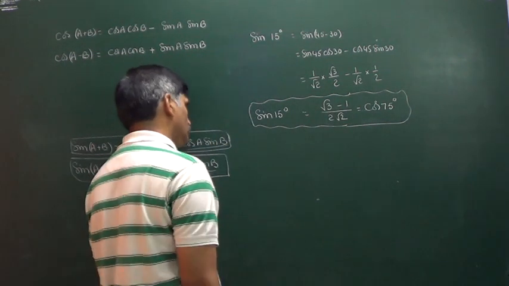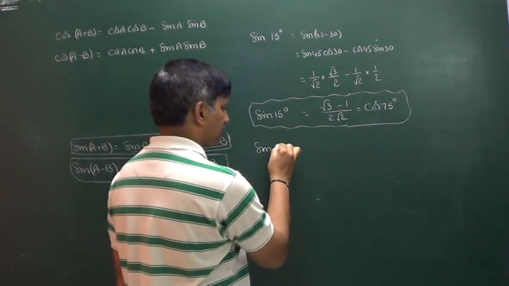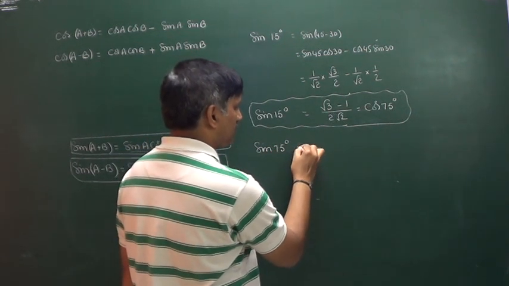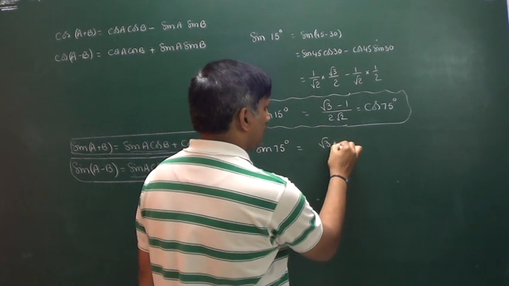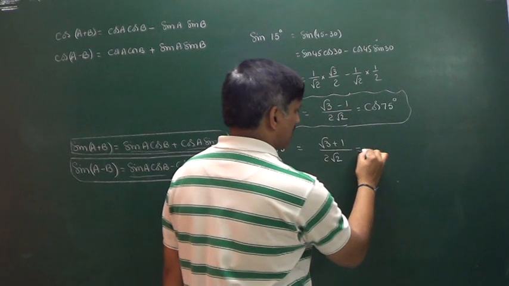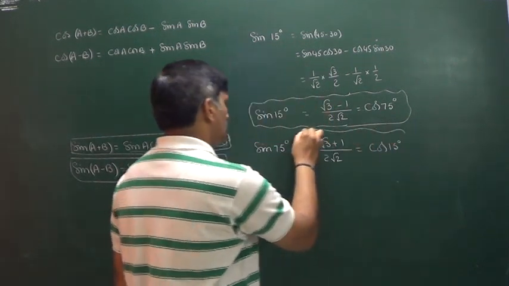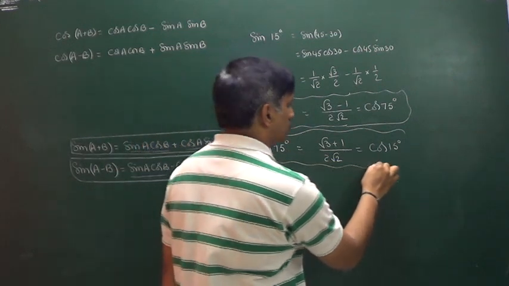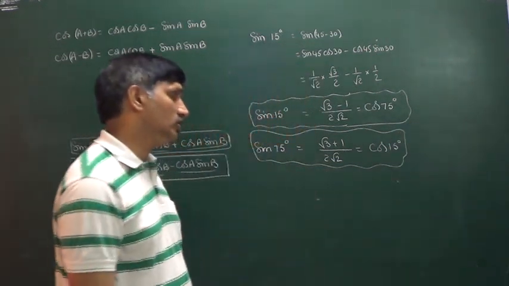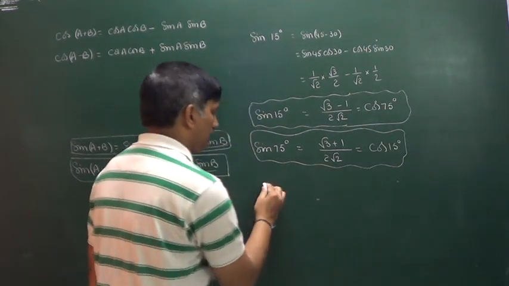Cos 75 degrees value is also the same. Now I can write in a similar way: sin 75 degrees is equal to (root 3 plus 1) divided by 2 root 2. That is the same as the cos 15 degrees value. So we got the sin 75 degrees value and the cos 15 degrees value also.